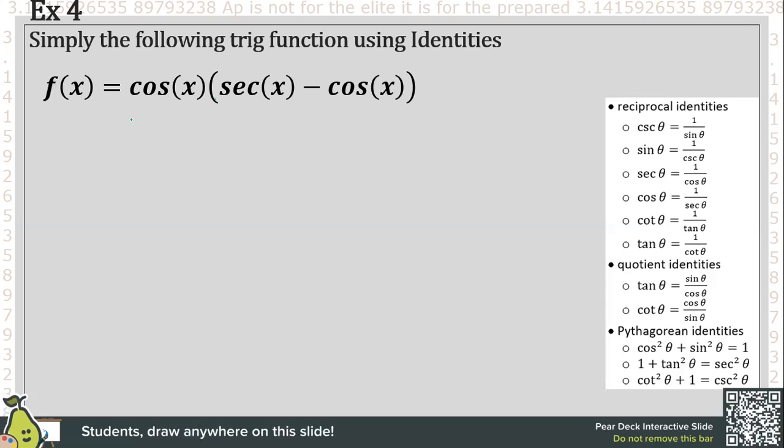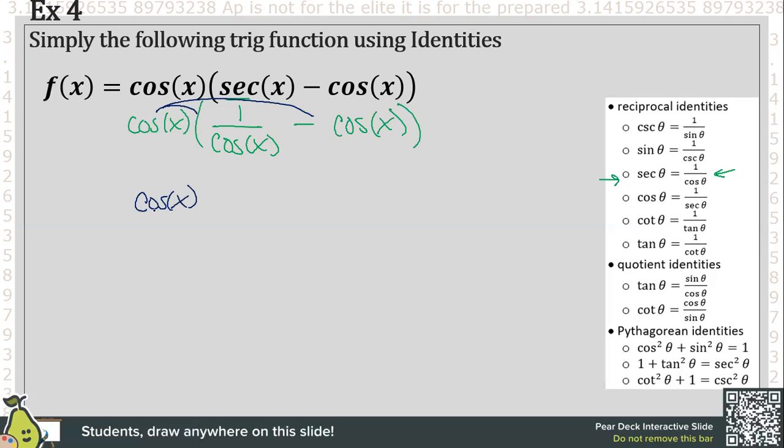So hopefully you're able to see that cosine stays as cosine. And then secant is 1 over cosine. So 1 divided by cosine of x minus cosine of x. Okay, cool. Now the next thing that we're going to do is distribute this cosine into each term. So it's going to be cosine times 1 over cosine. That's actually going to be cosine of x divided by cosine of x. Ooh, that's nice. And then cosine times cosine, well, we just saw that is cosine squared of x.